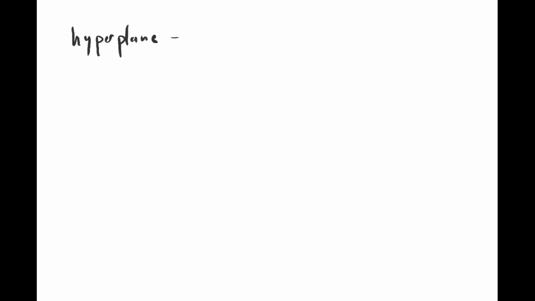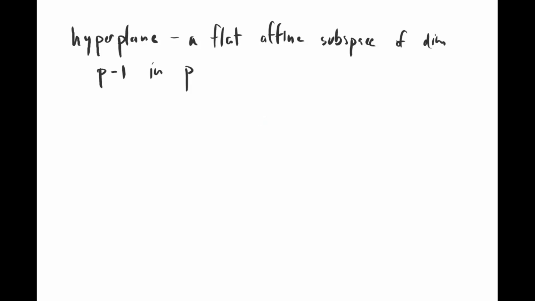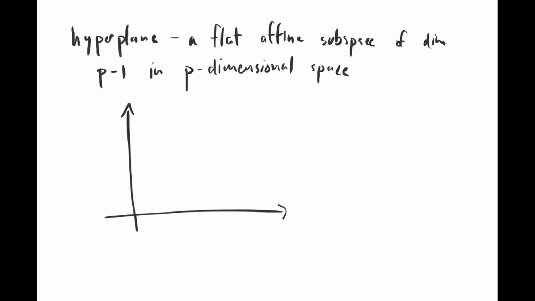Okay, and so this is defined as a flat affine subspace of dimension p minus 1 in p dimensional space. Okay, so the formal definition is a little wonky, but I think if I draw a little example, it shouldn't be too complicated here.